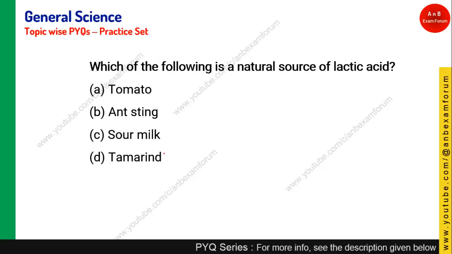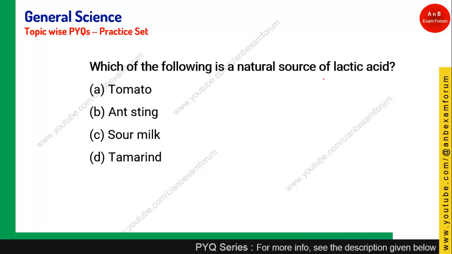Okay. So the first question is on your screen, and the question says, which one of the following is a natural source of lactic acid? It is a very important question, or similar questions can come in your exam. You should remember that basically the natural source of lactic acid is sour milk. Sour milk has one acid, it is the lactic acid.